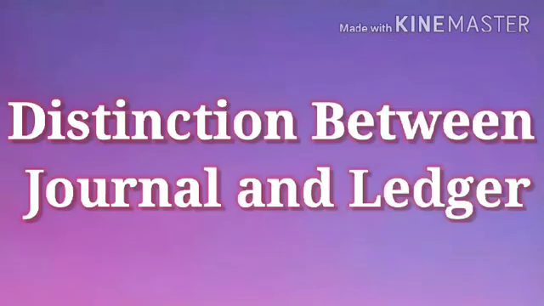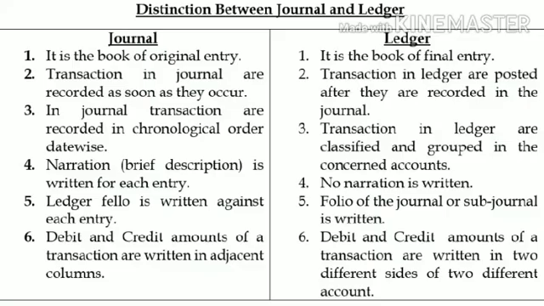So let's discuss the difference between journal and ledger so that you can understand both the topics clearly. Now, journal is the book of original entry, whereas ledger is the book of final entry. Transactions in journal are recorded as soon as they occur, whereas transactions in ledger are posted after they are recorded in the journal.